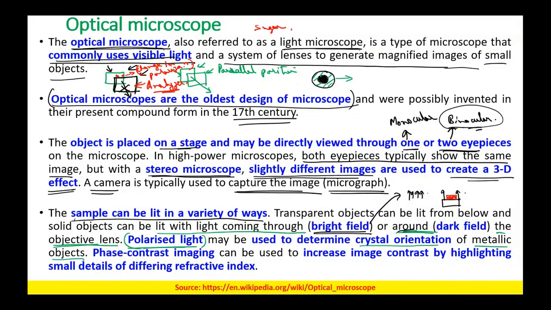It is a crystalline material. It will show polarization. Salt. It will show polarization. Fats. It would show polarization. Okay. So this polarization helps us in understanding the microarchitecture in a better way, which the bright field microscopy may not have been able to provide us the information with. Okay. Then we have a special kind of bright field microscopy which is called phase contrast microscopy. It helps us in increasing the contrast of the image by highlighting small details of differing refractive index. Okay.